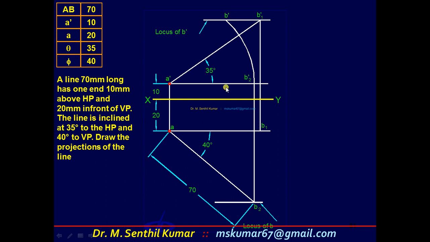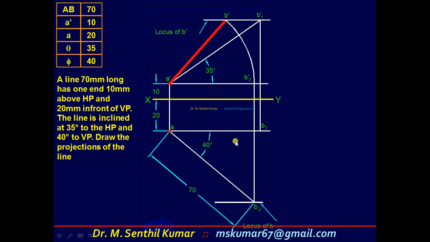Again I repeat, the next step is with A dash as center and A dash B2 dash as radius, draw an arc and get the intercept on the locus. Mark that point as B dash. The next step is to draw a line joining A dash B dash, which is the final front view for this particular problem. Now you see that the length of the front view A dash B dash is equal to A dash B2 dash. Now the front view is over.